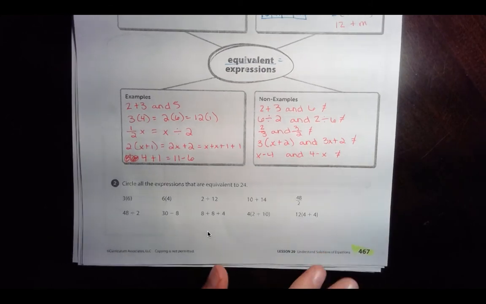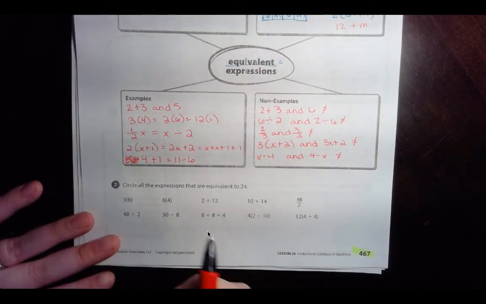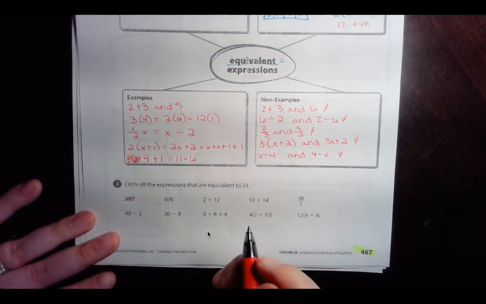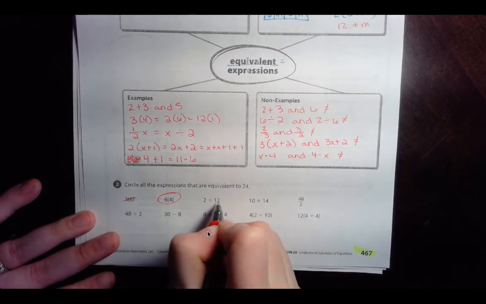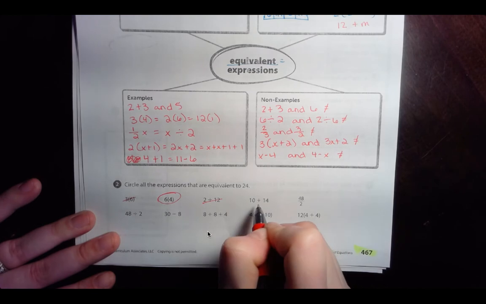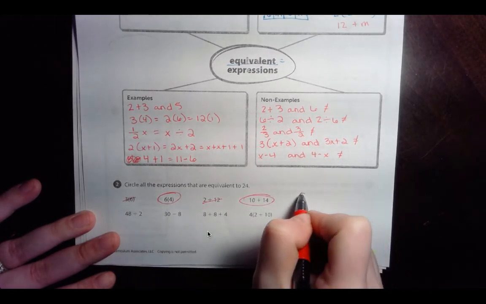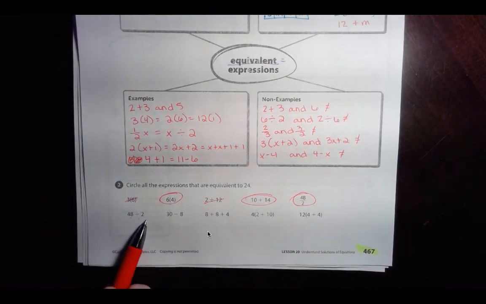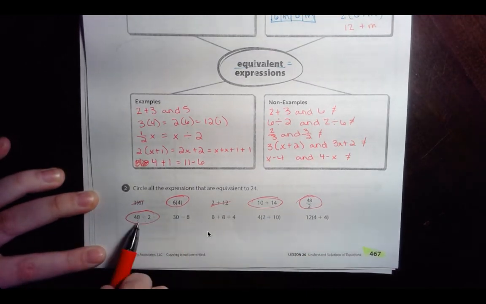Circle all the expressions that are equivalent to 24. 3 times 6, that's 18. So nope. 6 times 4, 24. So yep. 2 plus 12, that's 14. Nope. 10 plus 4 is 24. Yep. 48 divided by 2. Yep, that's 24. Those are equivalent expressions too.